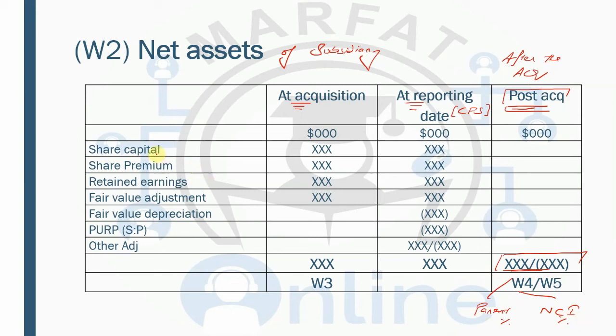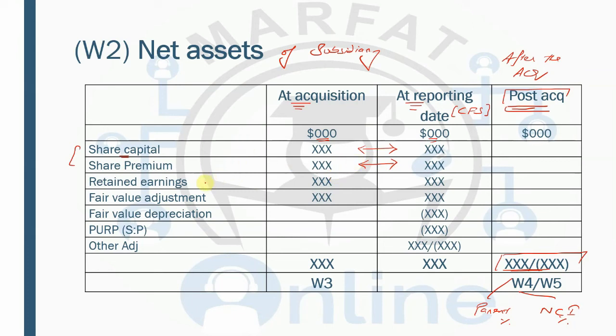Alright, so first of all, we will take the share capital. The share capital at acquisition and at reporting date is going to remain the same. So you just go to the subsidiary's individual balance sheet, take the share capital and write it over here. Note that this is the balance, not the number of shares, so you have to write the balance. Similarly, you go to the subsidiary's individual statement of financial position, in the equity section, and take the share premium, and it is going to be the same at acquisition and at reporting date.